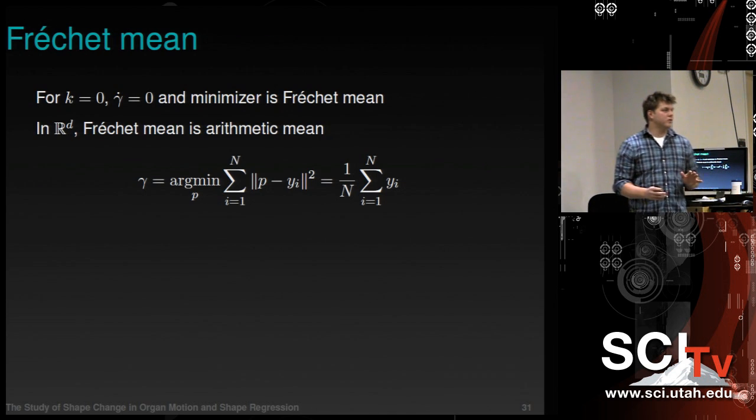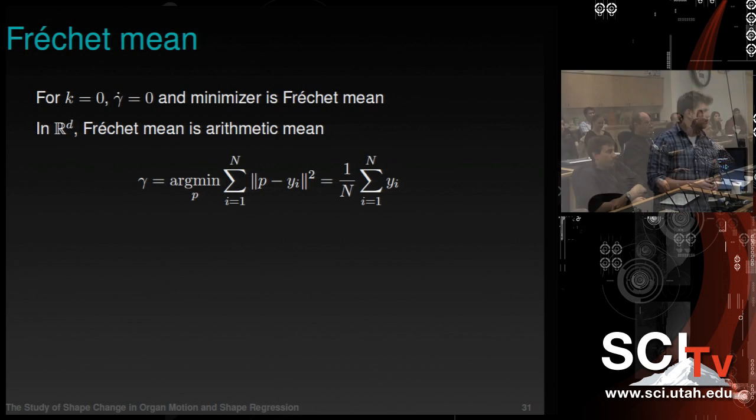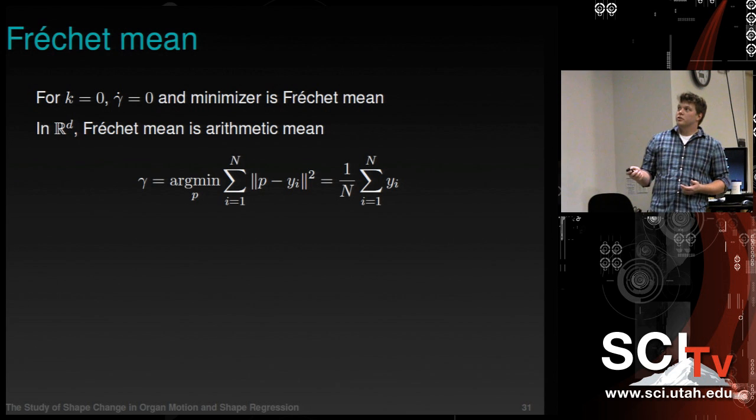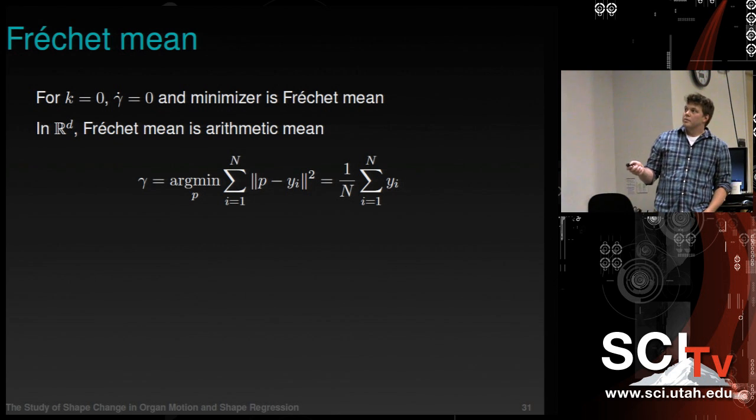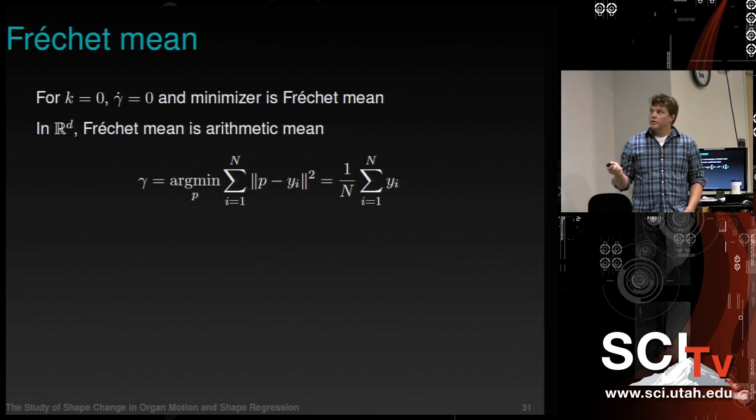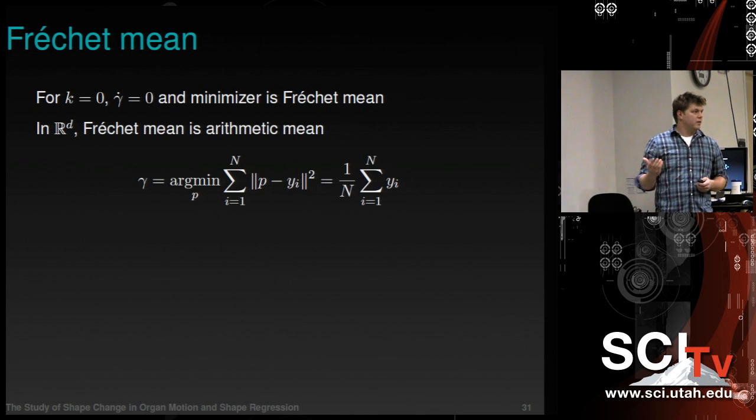So a couple of special cases are important here. For k equals 0, the natural first case, we see that the polynomial equation is just gamma dot equals 0. And that means the same thing on a manifold as it does in Euclidean space. The gamma is constant, the curve is a single point. And if we estimate the curve, gamma, in such a way to minimize squared error, then we get what's called the Fréchet mean.